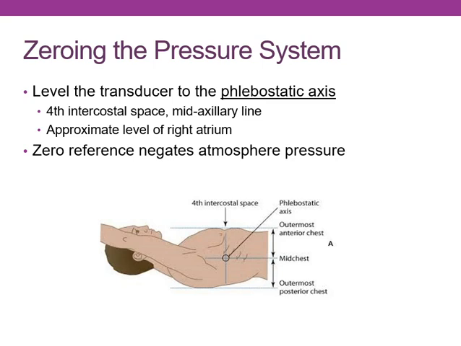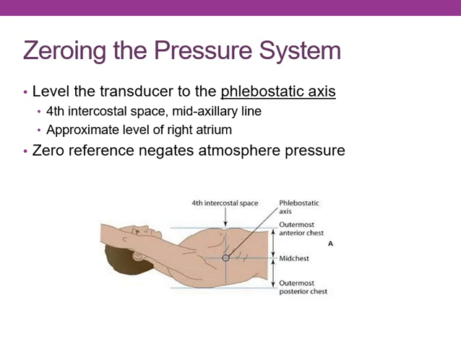I don't need to pick up the atmospheric pressure that we all live in. So there's a specific place, this is important, you need to know this, on the patient called the phlebostatic axis. And it's the fourth intercostal space, mid-axillary. It's right there. And that is the position that we are going to zero to. So my transducer needs to be in line with that.